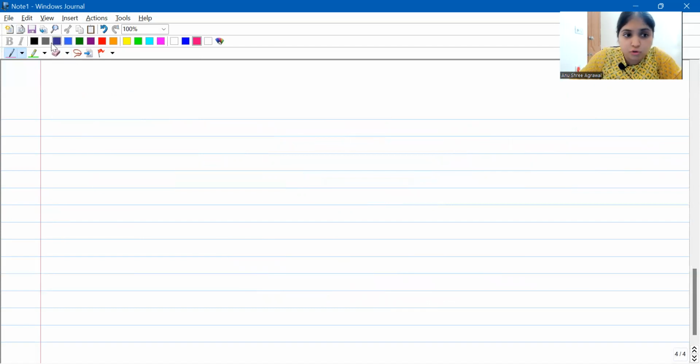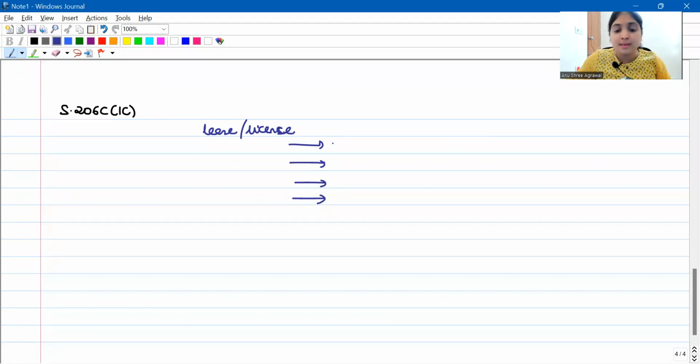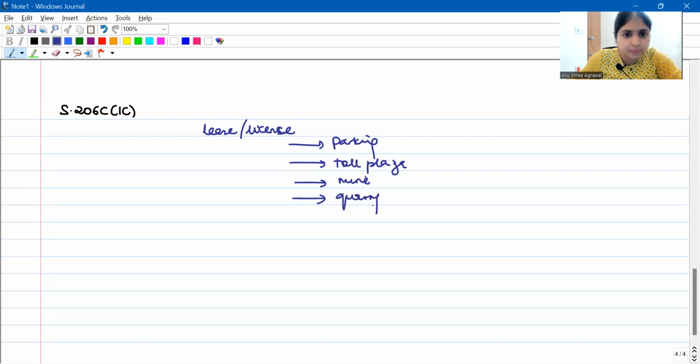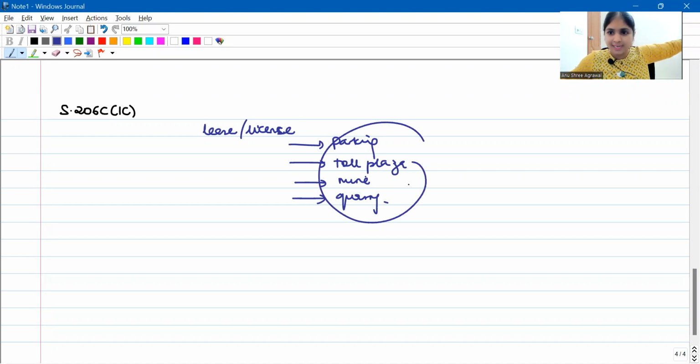The second section I want to discuss with you, which will help us solve this question, is section 206C(1C). 206C(1C) applies when there's either a lease or a license. Lease or license of what? Of totally 4 things. Number 1, parking lot. Number 2, some toll plaza. Number 3, some mine, any kind of a mine. And number 4, quarry. If I'm going to take any of these on lease, I'll have to pay lease rent.